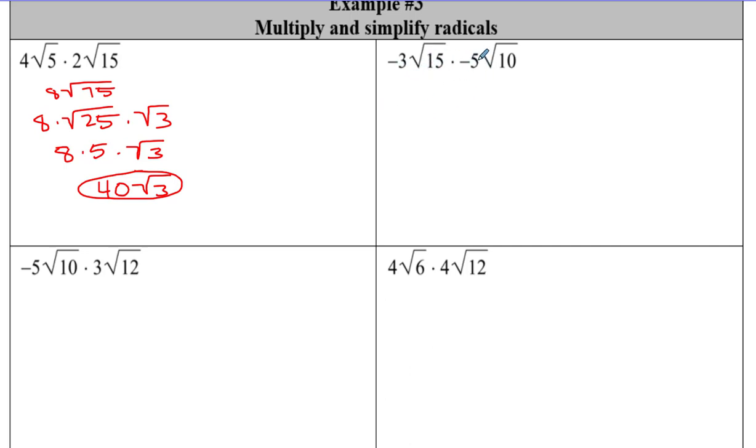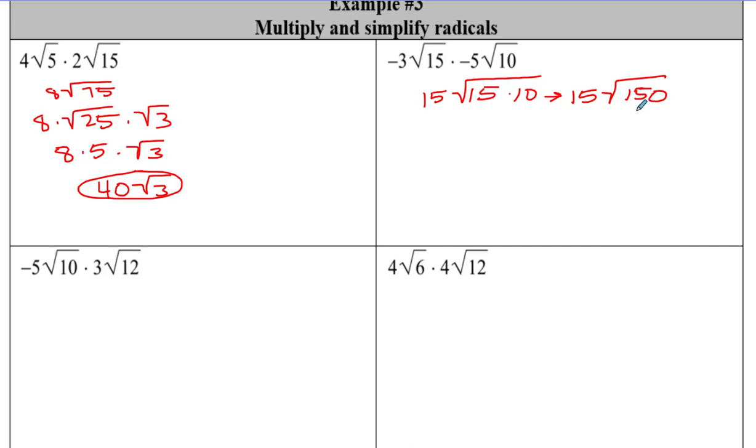We have a negative 3 times a negative 5. That is going to give me a positive 15. I also have a radical 15 times a 10, so 15. Just so you guys can see the work going on right here, this is 15 times 10 under 1 radical, and then we do the actual math. 15 times 10, that's what, 150.